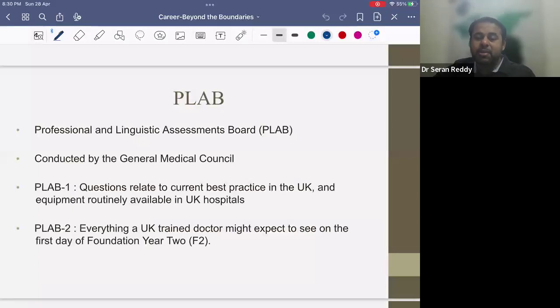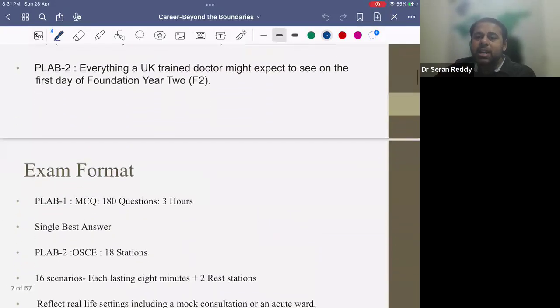It's conducted by the GMC, the General Medical Council. It has 2 parts, PLAB 1 and PLAB 2. PLAB 1 is basically a multiple choice question examination. Earlier it used to be paper-based. Now they made it a screen-based, computer-based examination. And the second, PLAB 2, is basically in clinical stations where you go.